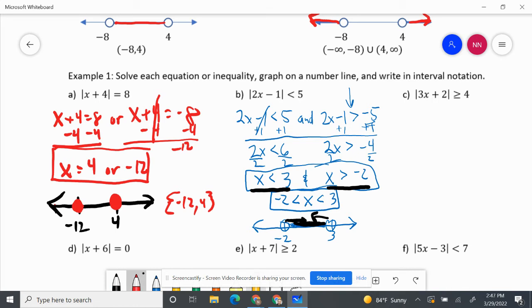Now, when we're writing the interval notation, notice that it's both open circles. So I'm going to put parentheses. I start at -2, I end at 3. And that's my interval notation.